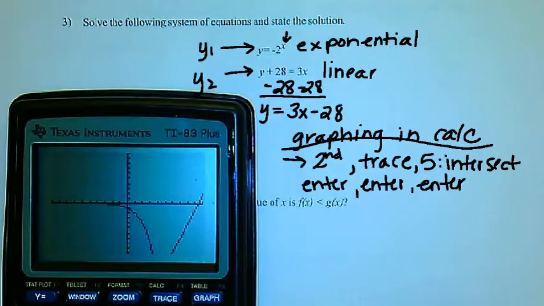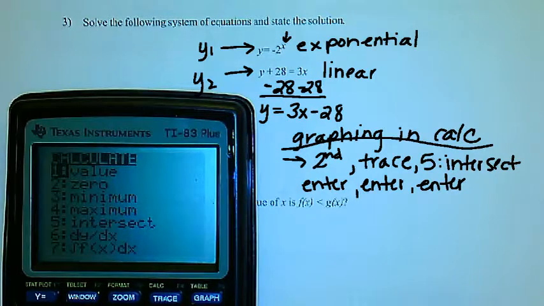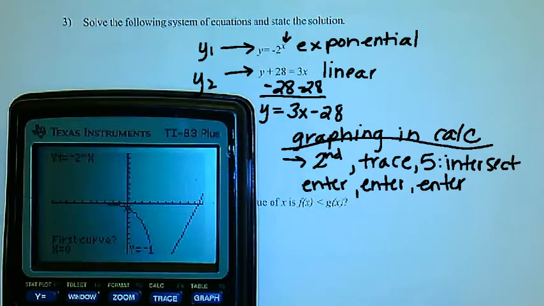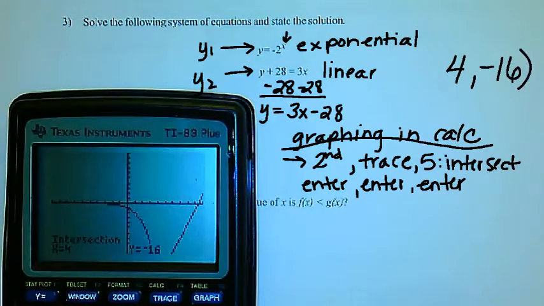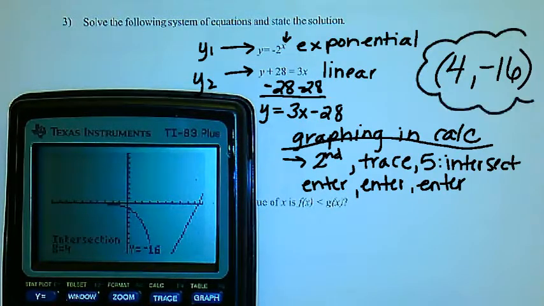Alright, so let's make sure this works. So I hit the second function button, I hit the trace button to make that calculate. Either hit the number 5 or scroll down, enter. Okay, so I hit enter for the first curve, enter, enter, and there we have our intersection. So this means that my solution is 4, -16. Okay, and we did that all on our calculator.